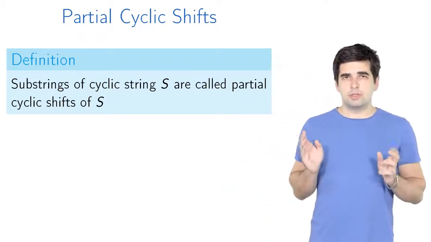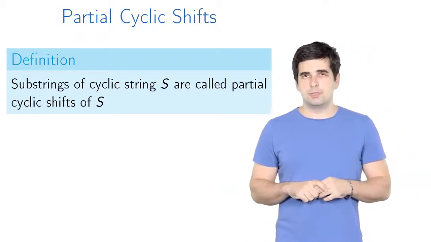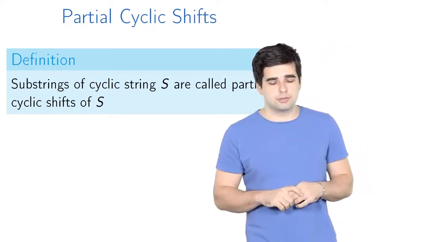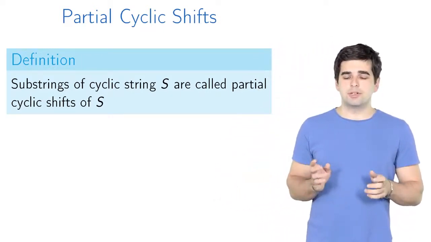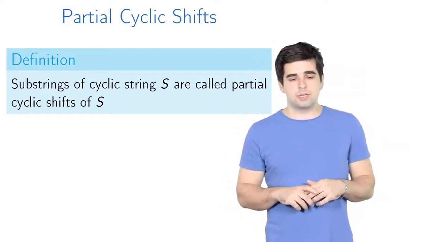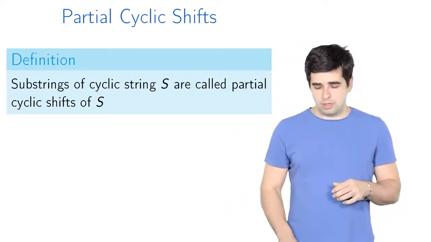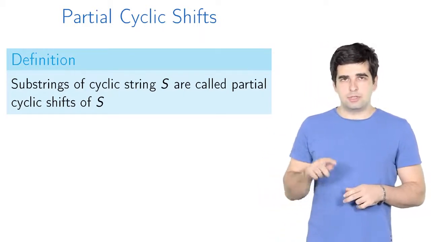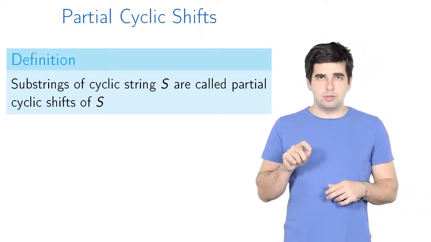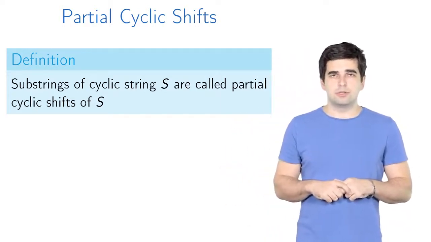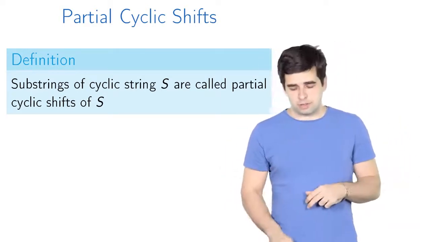Apart from full cyclic shifts, which go the full circle starting from some position in the circular string S, we will also need partial cyclic shifts. And those are basically substrings of cyclic string S. So you can take any position in the cyclic string and go a few characters in the clockwise order from there, and you will get a partial cyclic shift.